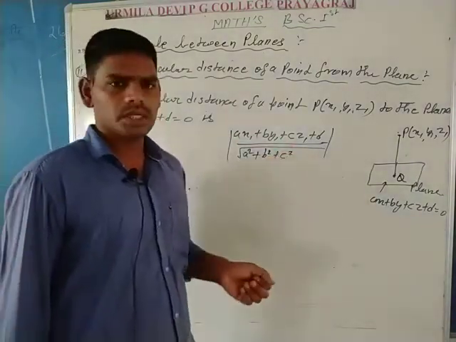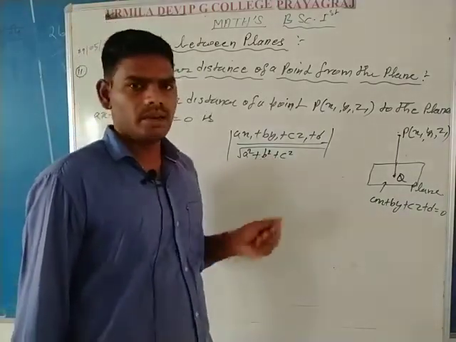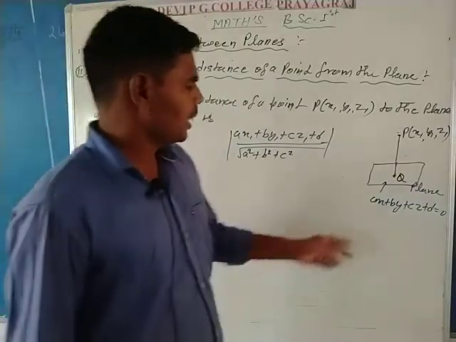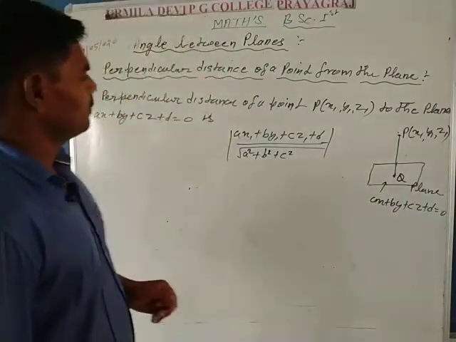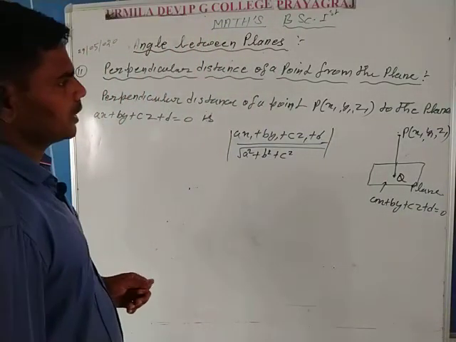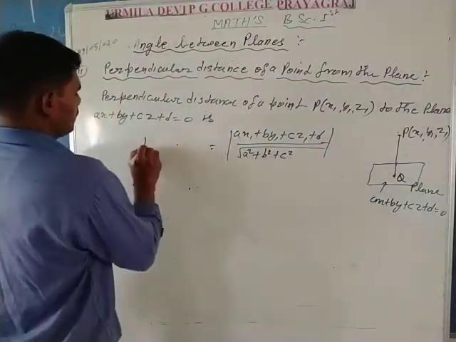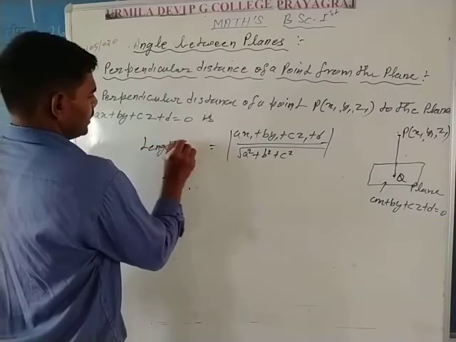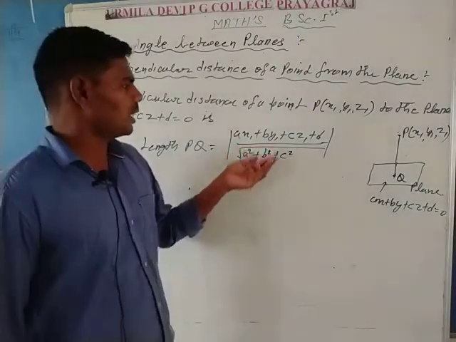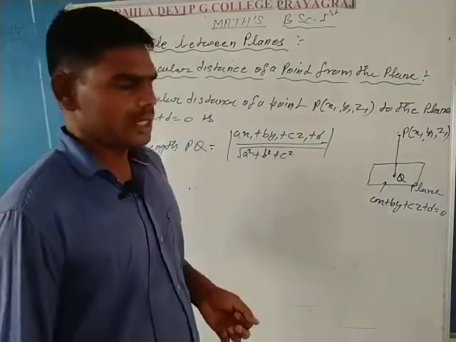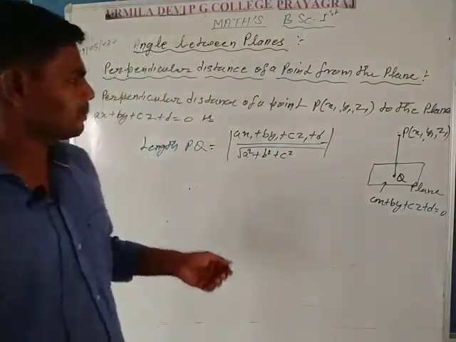plus cz1 plus d divided by under root a square plus b square plus c square, where equation of the plane is ax plus by plus cz plus d is equal to 0. Therefore, from this formula you can calculate the perpendicular length, here denoted by PQ. Length PQ is equal to mod of ax1 plus by1 plus cz1 plus d divided by under root a square plus b square plus c square.